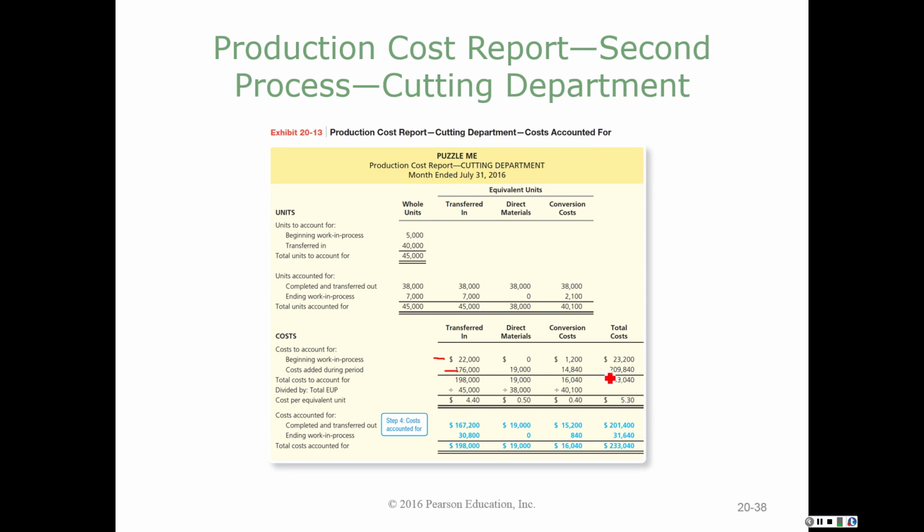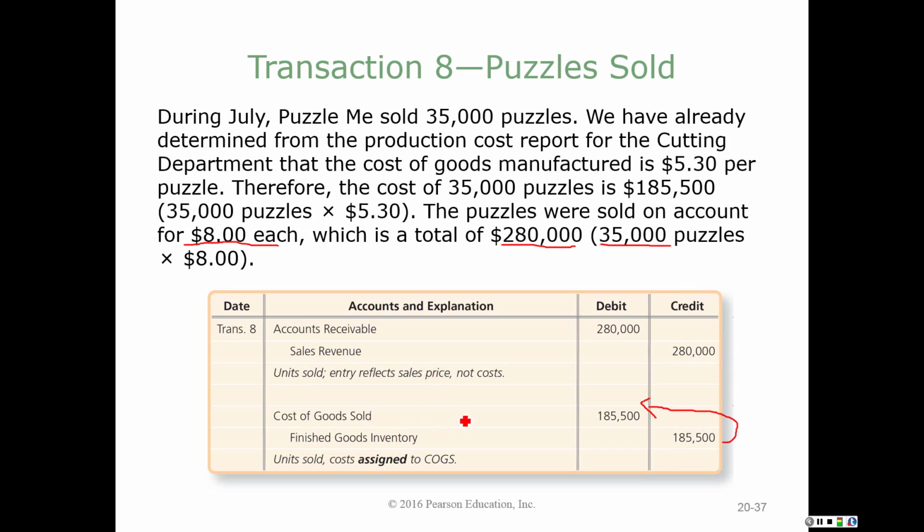But we determined that all of those costs, what was transferred in, material, labor, overhead, once accumulated and divided by their equivalent units, equaled $5.30 per unit. So we know that in both processes, all of the cost incurred together divided by the equivalent units that we finished in each of these processes ended up being $5.30 a piece. So when we calculate cost of goods sold, what comes out of inventory and goes into cost of goods sold? $5.30 a piece times the 35,000 puzzles.